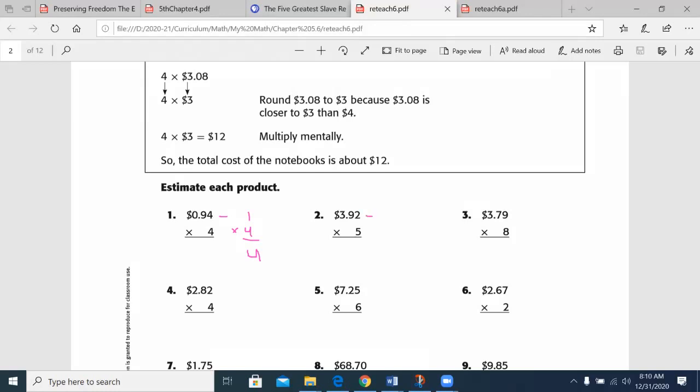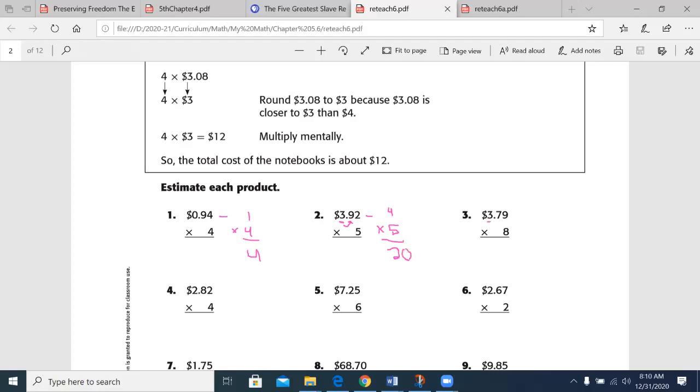3.92. Remember, we want to round to the nearest whole number, and that's the whole number to the left of the decimal. So I look to the number to the right, and it's a 9, so that makes that become a 4. That 5 stays there, and 5 times 4 or 4 times 5 is 20.